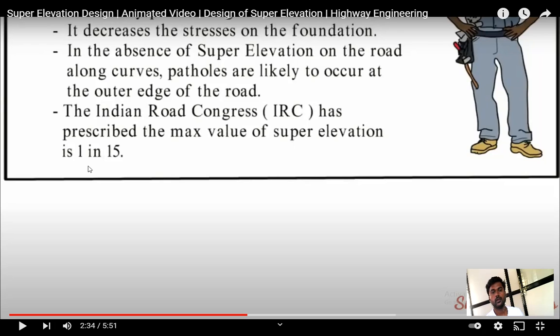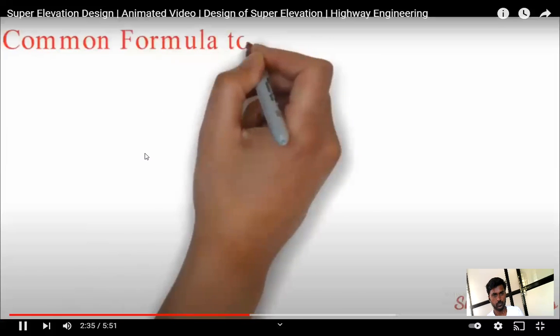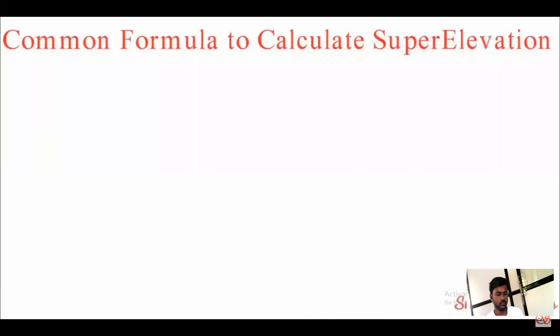Okay, we can write this. Now we have written that the maximum super elevation is 0.07. There, also write down 1 in 15. If they ask in ratio, it is 1 in 15; if they ask in points, it will be equal to 0.07. Okay, 1 in 15.